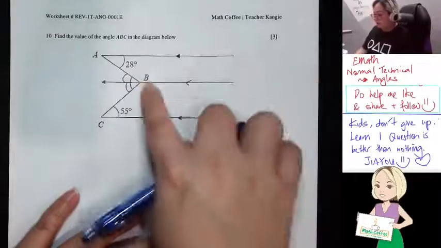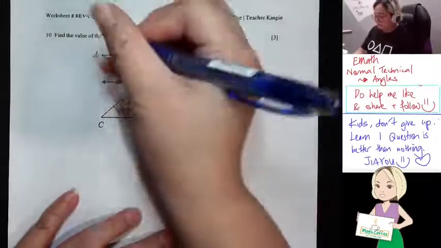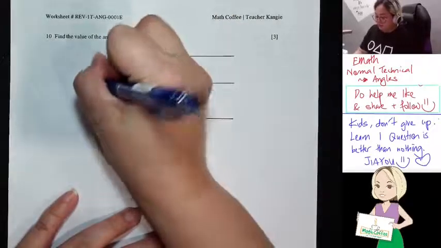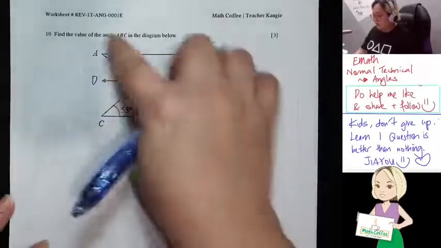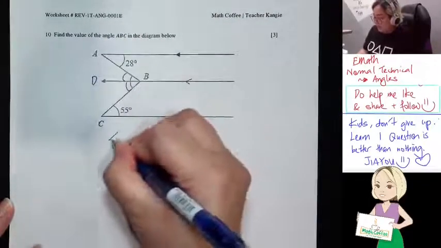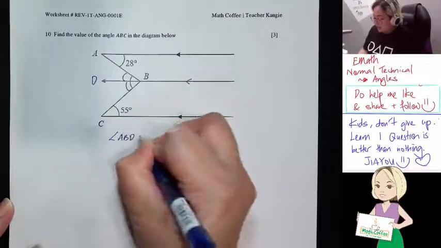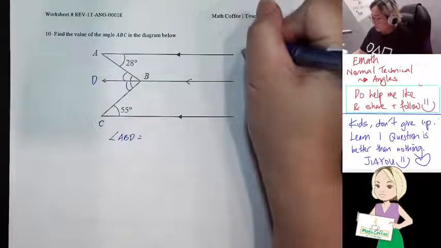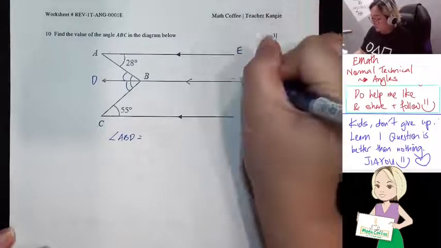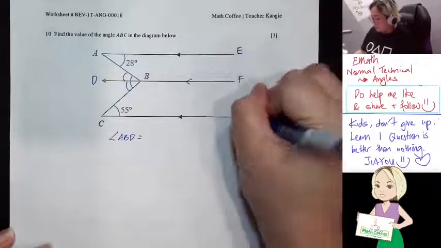So I'm going to find this separately. I'm going to label this alphabet ABC. I'm going to label this as D. So we will say angle ABD equals angle... Okay, I'm going to label this as well, E, F, and G.